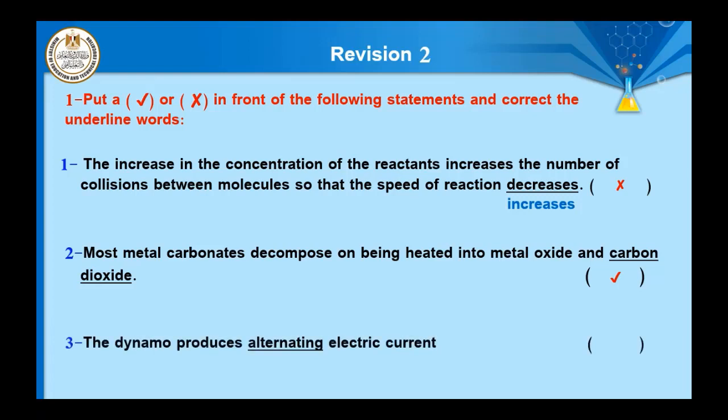Number three, the dynamo produces alternating electric current. We know that electric current can be classified into two types, direct and alternating, as we talked about them in lesson two, unit two. Each one of these types has many properties. For example, direct electric current can be transferred for a short distance, cannot be converted into alternating current, and has constant direction and constant intensity, and is produced from electrochemical cells such as battery and electric cell. This means that the generator produces alternating electric current, not direct electric current. This means that this statement is correct.